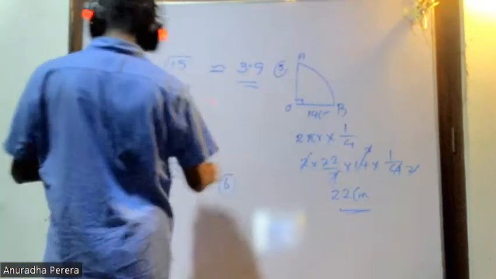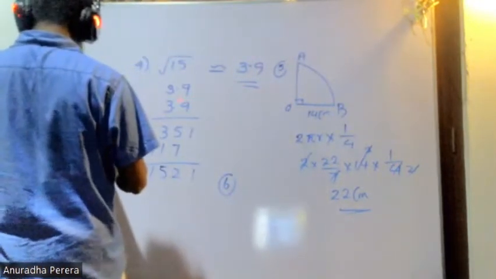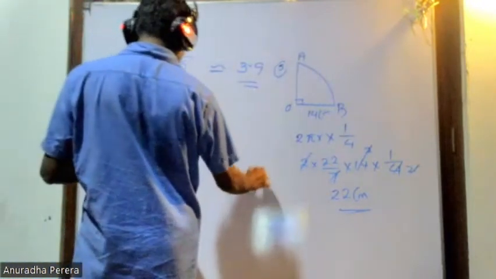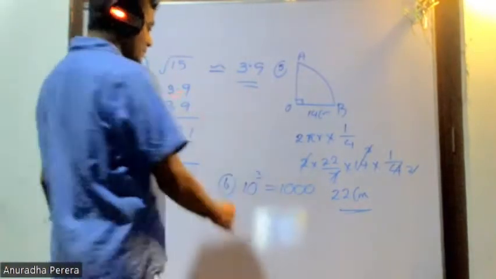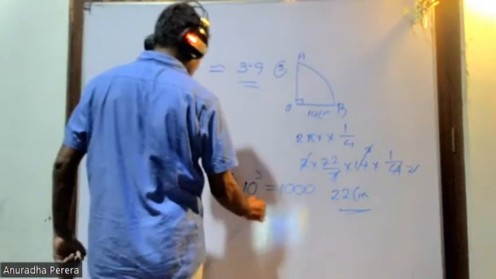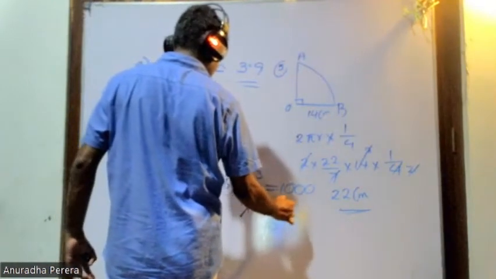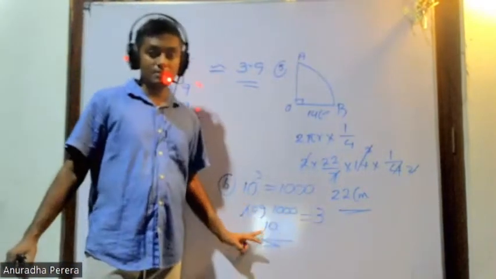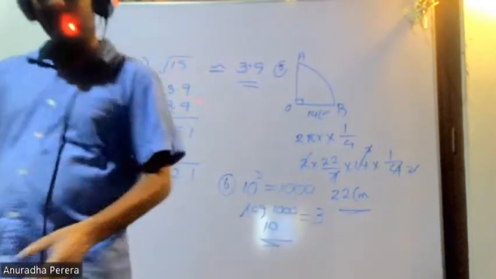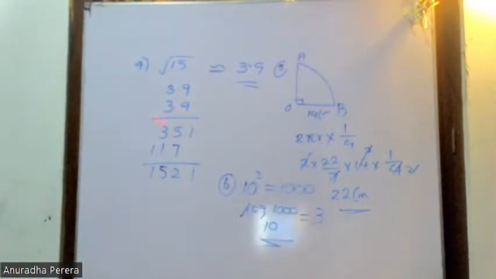Question number 6. Express in logarithmic form: 10 to the power 3 equals 1000. When writing in logarithmic form, the base can't be changed; the others should be changed. Logarithm of 1000 to base 10 equals 3. This is the answer. So we didn't do logarithms yet, right?